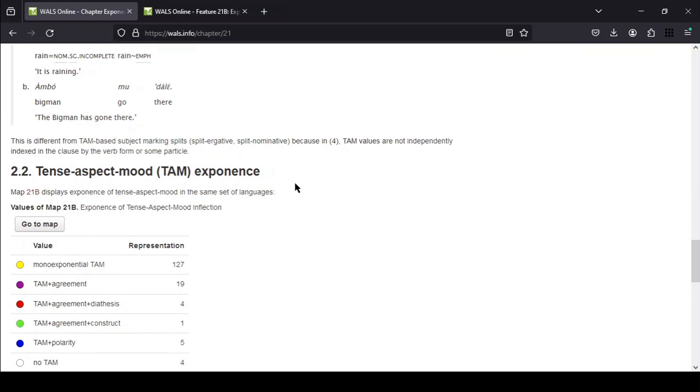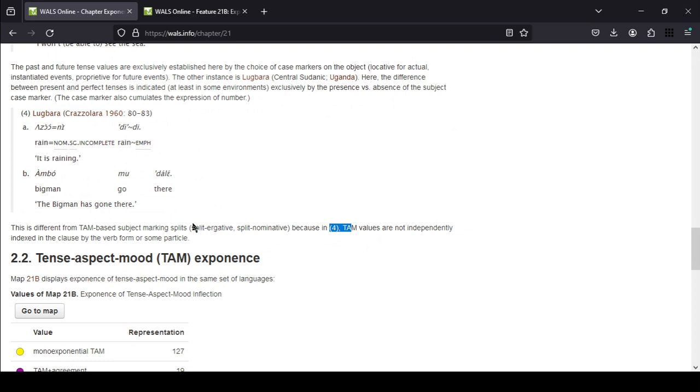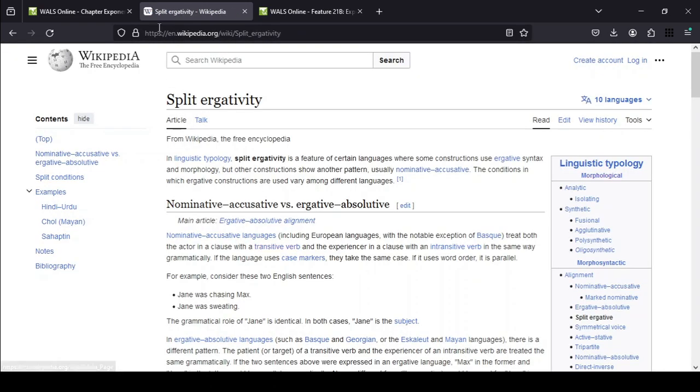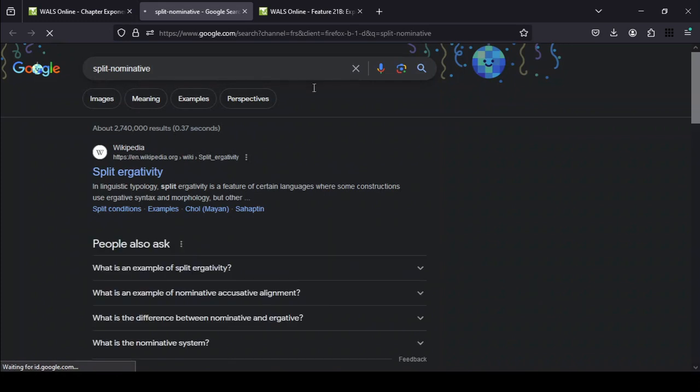This is different from TAM-based subject marking splits, split ergative, split nominative, because in 4, TAM values are not independently indexed by the clause. What the hell is that? What does this 4 mean? Oh, it's referring to that. But what is split ergative? Oh, some use ergative syntax and some use nominative syntax. But what is split nominative then? Okay.